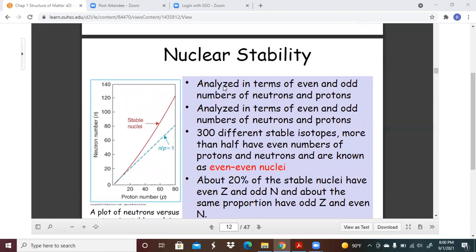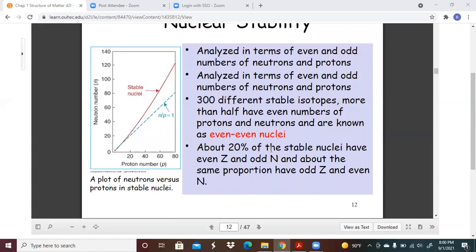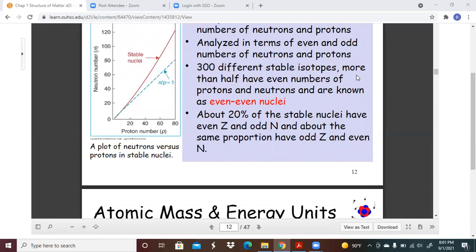So nuclear stability is going to be analyzed in terms of even and odd numbers of neutrons and protons. Of about 300 different stable isotopes, more than half have even numbers of protons and neutrons and are known as even-even nuclei. About 20% of the stable nuclei have even Z and odd N, and about the same proportion have odd Z and even N. So you're looking at 20% for this case, about 20% for this case, the rest falling here.